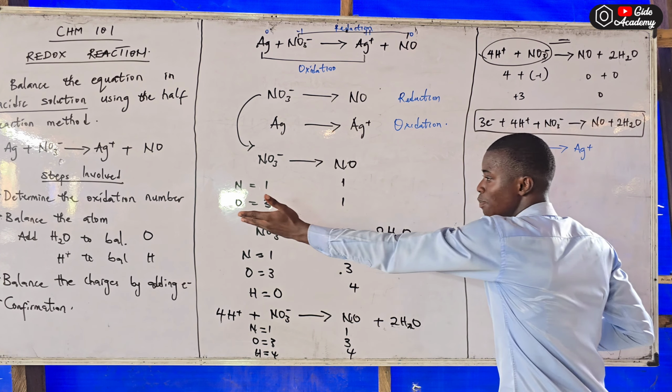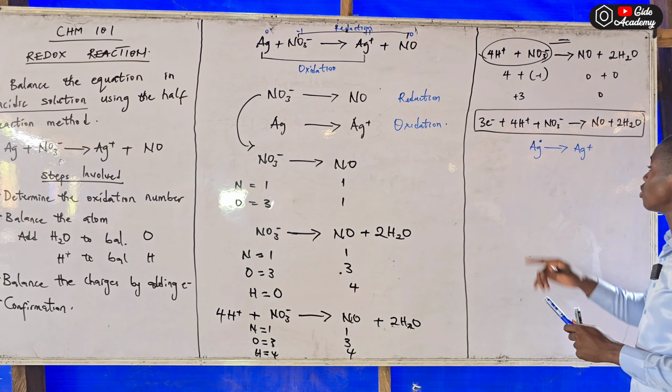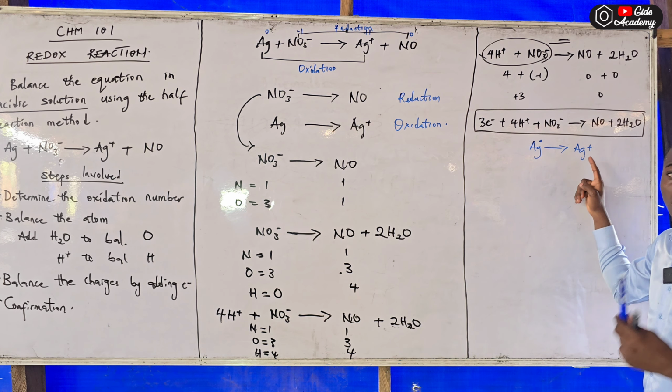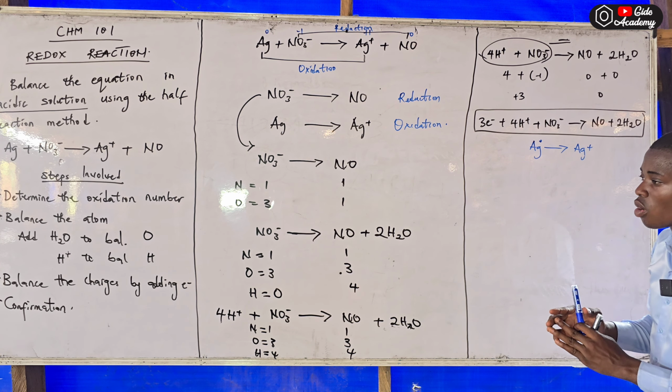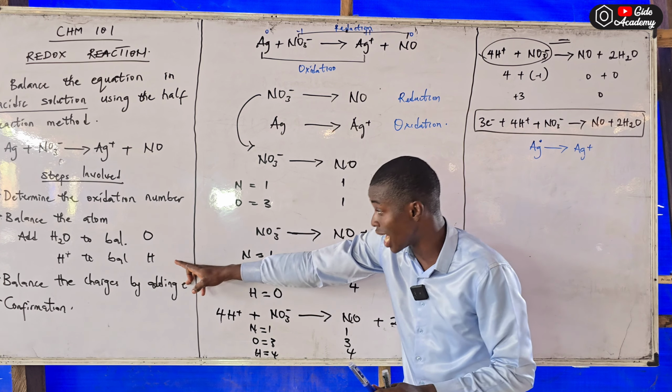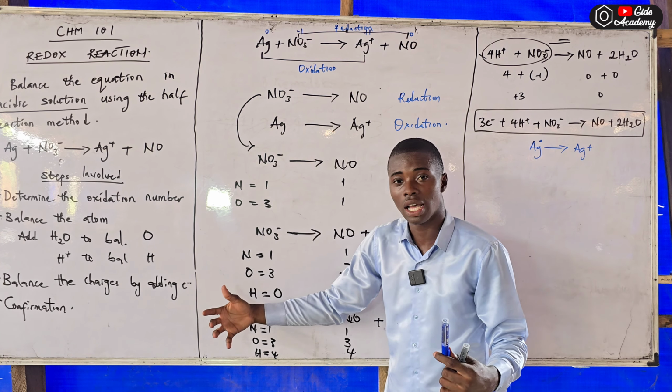Then the second one is, let's balance the atom. If you want to balance the atom, how many silver do we have here? 1. How many silver do we have here? Is 1. So the atom already is balanced. So there is no need for you to add water, and there is no need for you to add hydrogen. The next step is, let's balance the charge.